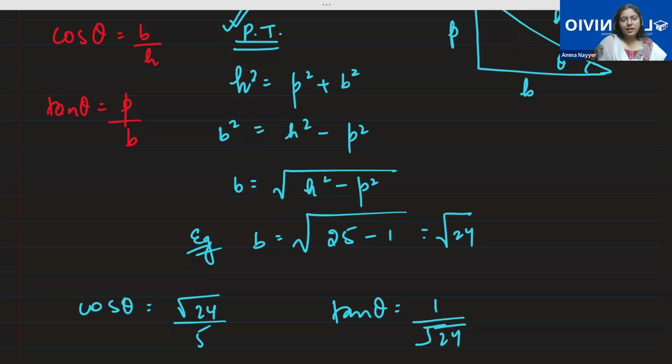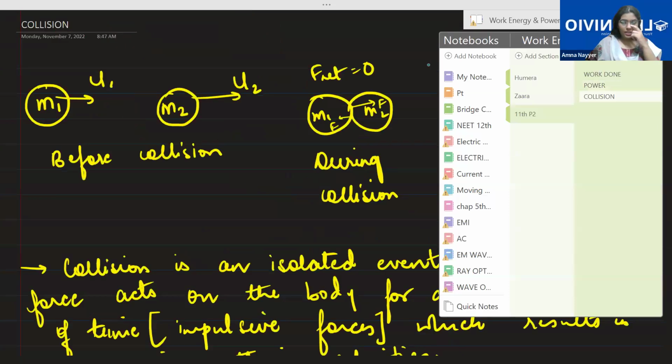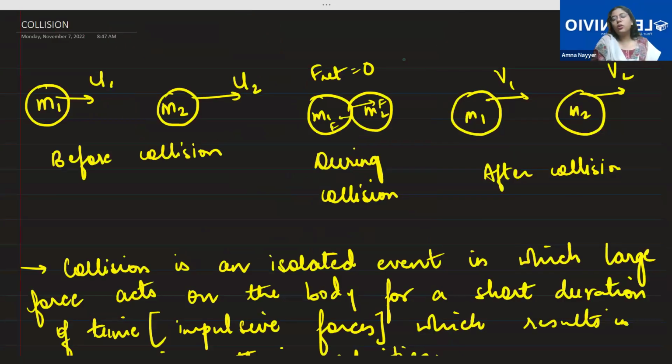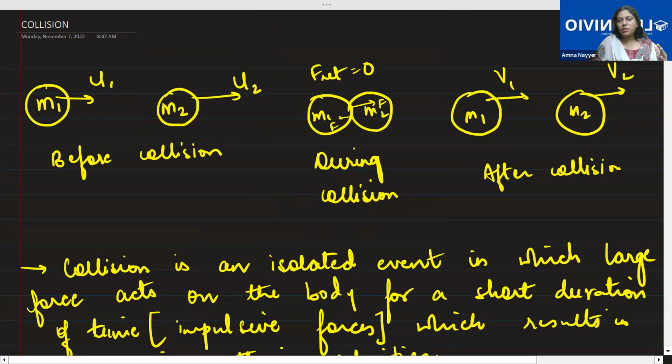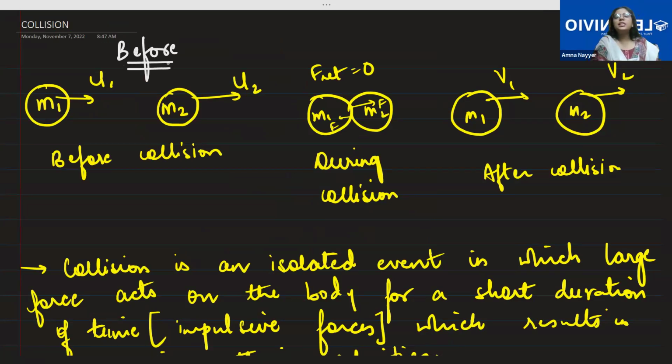Class, so let's start with the collision part. I hope you all have written. See, collision is basically an event that occurs when two bodies are in contact with each other. Now, there are basically three steps that occur for collision to occur. This is the scenario before collision. Okay, initially what happens? This is the initial case. Two bodies with their individual masses m1, m2 and their individual initial velocities u1 and u2 are moving. Okay, that's the scenario before collision.